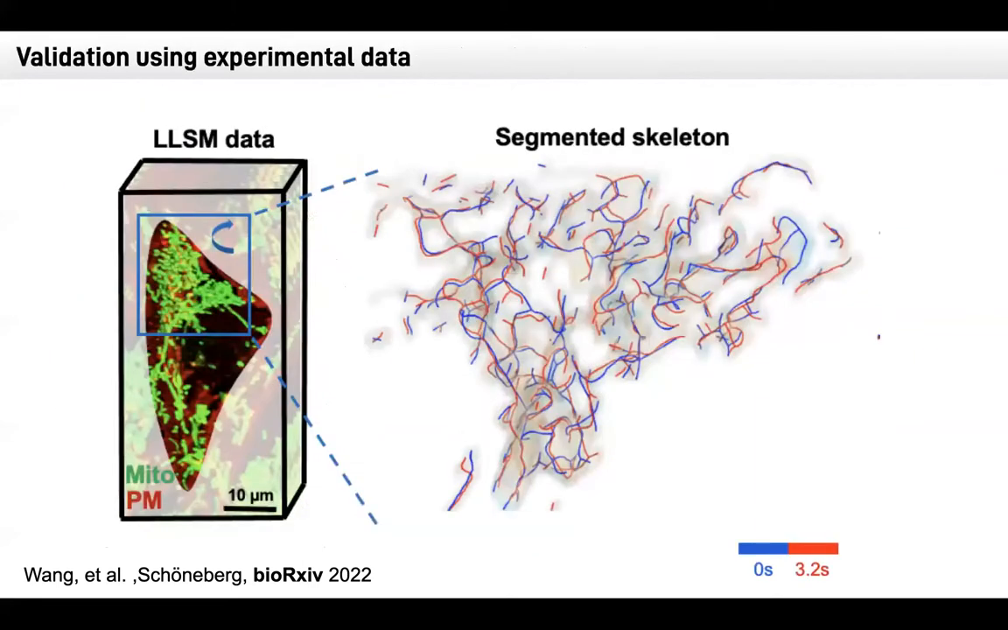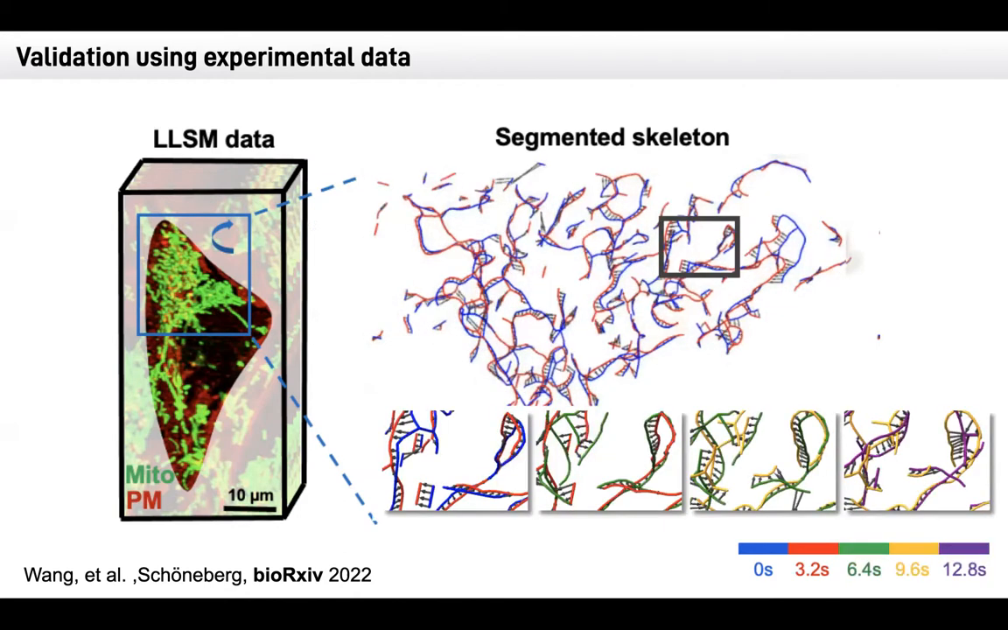Okay, so now, how does this actually look in real data? This is the real data again. This is the 0-second mitochondrial skeleton, then 3.2 seconds later. And if you track the real data, it looks fantastic. Zach, fantastic job, seriously. It looks absolutely fantastic. So we can really confidently track the mitochondrial network.